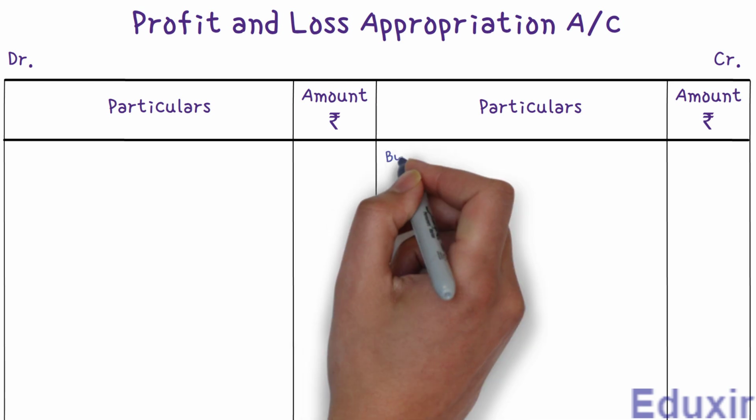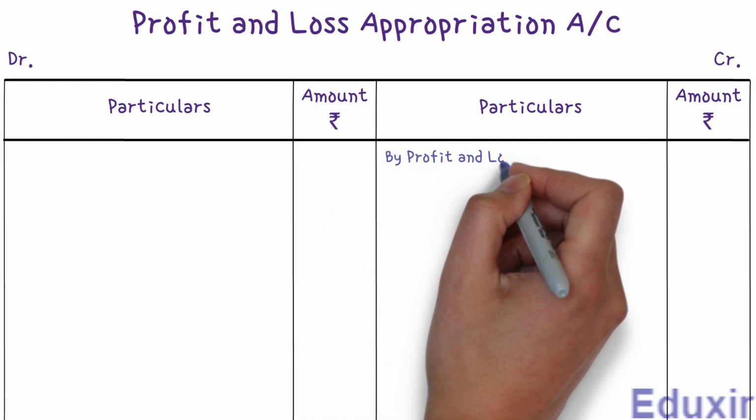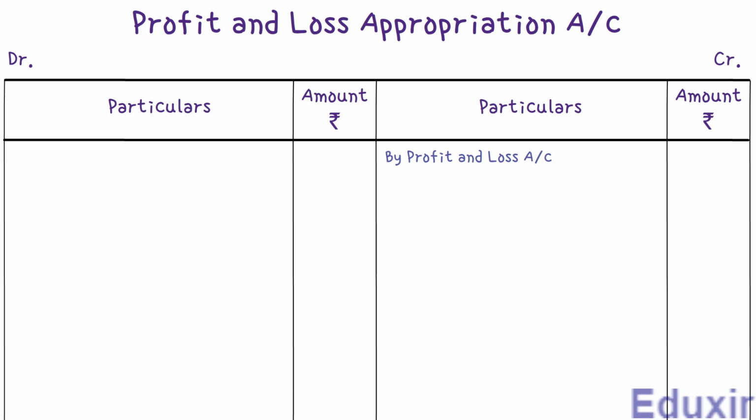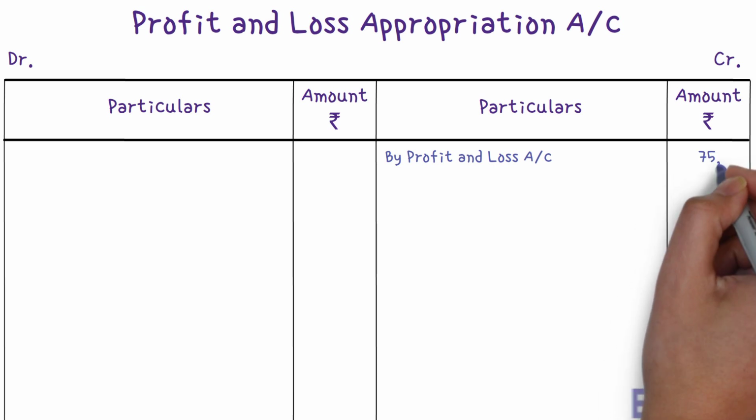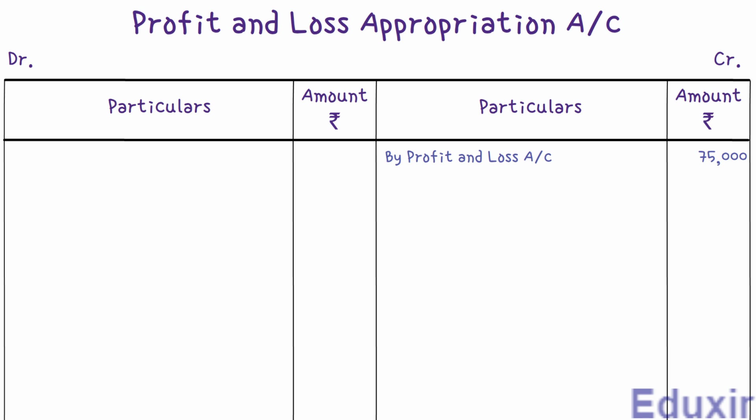Let us then write by Profit and Loss account into the particulars column on the credit side. This indicates that the net profit is transferred from the Profit and Loss account to the Profit and Loss Appropriation account. Let us then write the transferred net profit amount of 75,000 rupees into the amount column. With that, we have completed the credit entry related to the transfer of the net profit amount from the Profit and Loss account into the Profit and Loss Appropriation account.